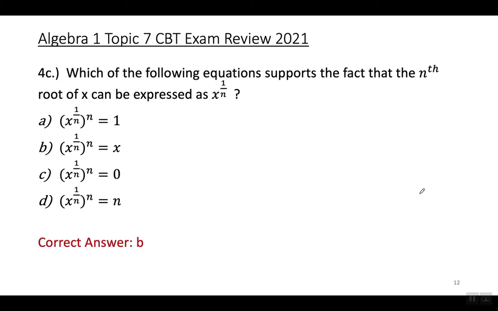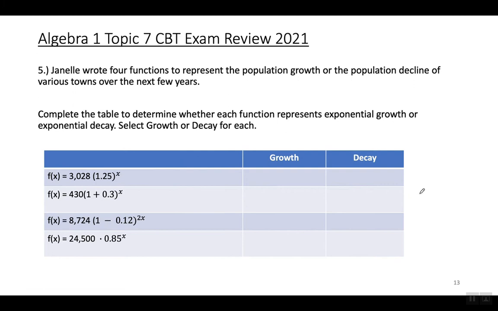Correct answer equals B. All right, I had to give a shout out to one of my top students on this review here. Janelle wrote 4 functions to represent the population growth or the population decline of various towns over the next few years. By the way, I like to put names of my students in my reviews, because I think it helps you wake up and pay attention to the problem a little bit more. And I like giving shout outs to students. So I'll try to put more of you.